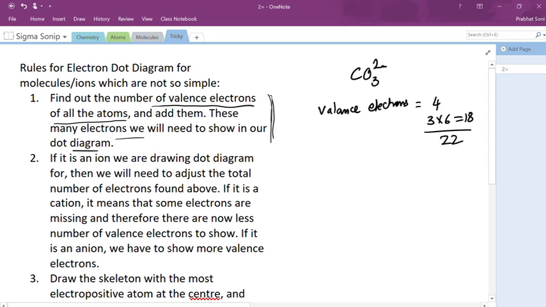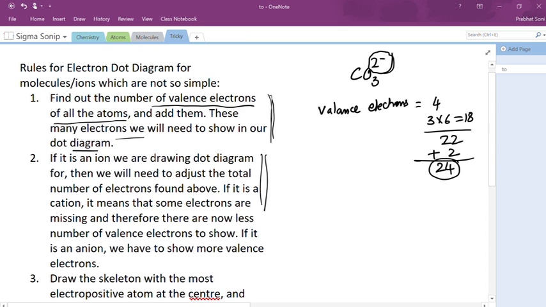But this is an ion, and it's a negative ion. It has a 2 negative charge. Because it has a charge of -2, it means it has 2 extra electrons. So the total number of electrons that I need to show is 24. This is what step number 2 was talking about: if we have an ion, we need to adjust the number of valence electrons to be shown. If we had a positive charge here, then we would reduce the number of electrons. So 24 is the number of electrons that we need to show.